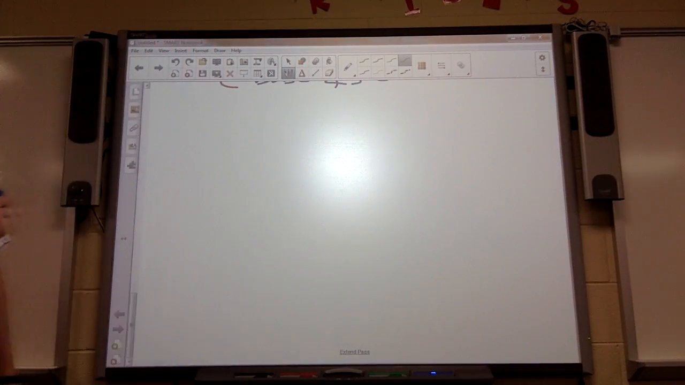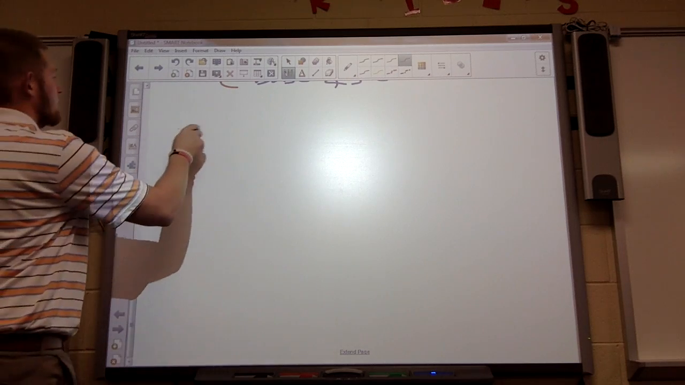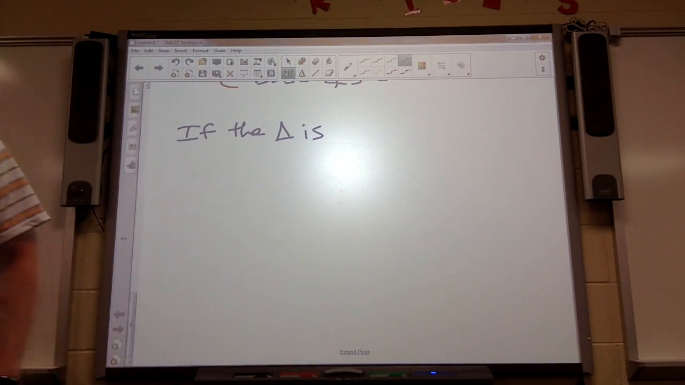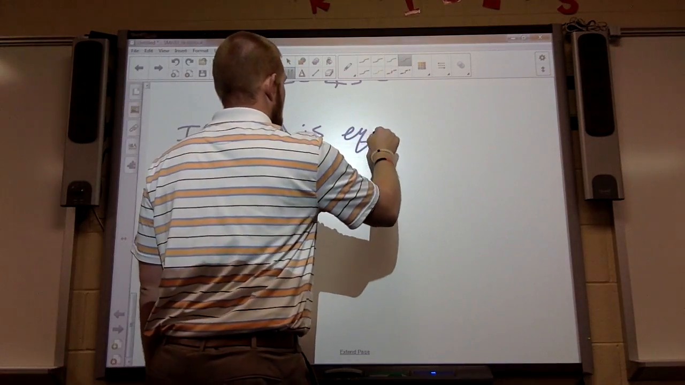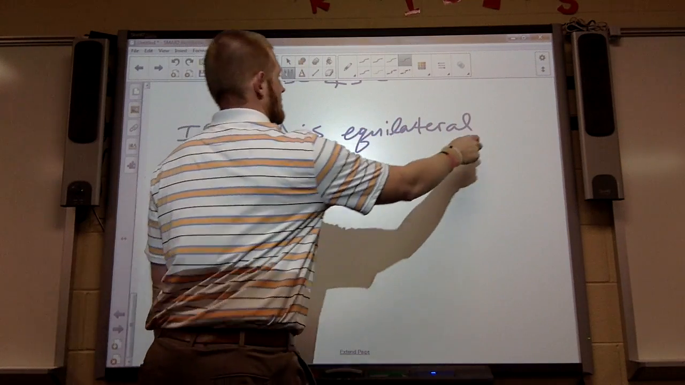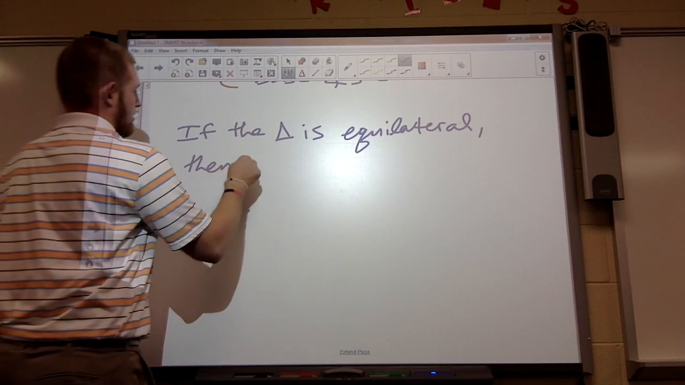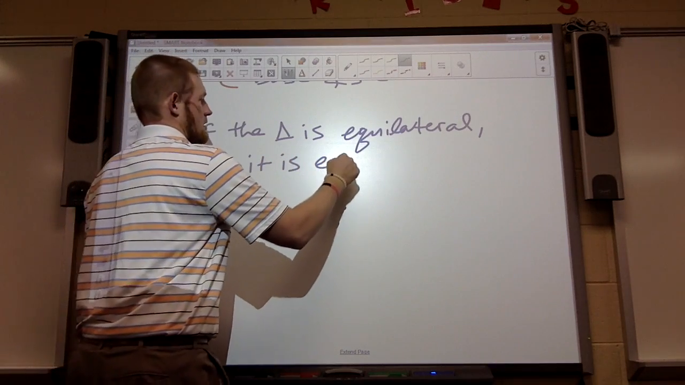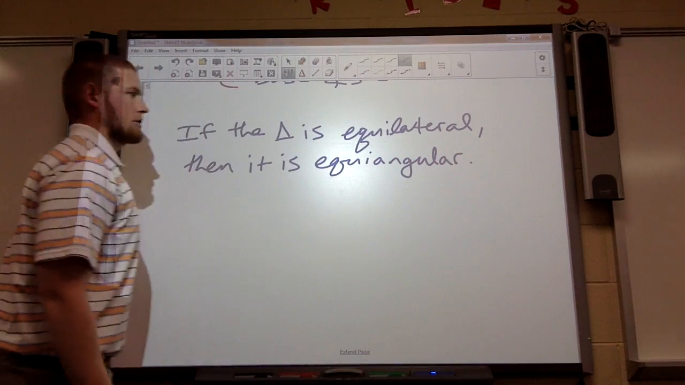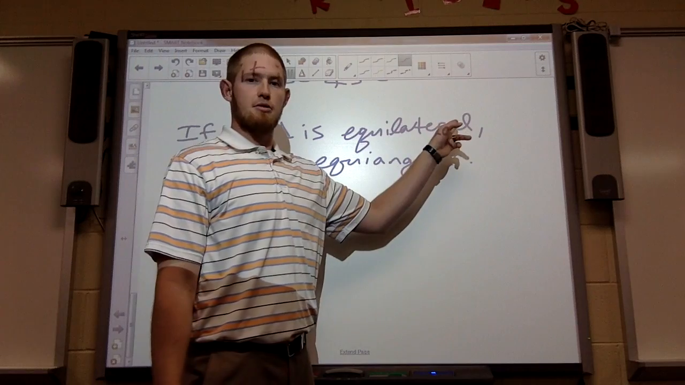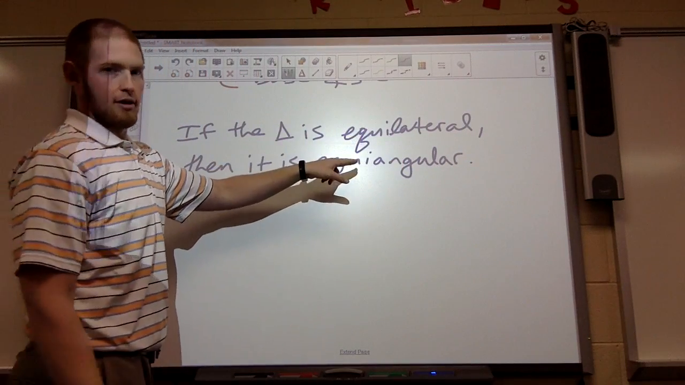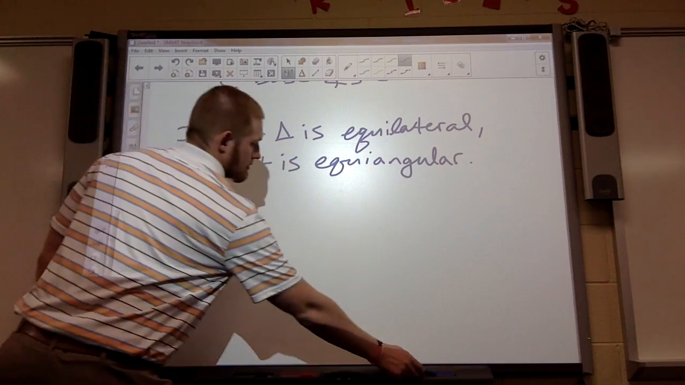Okay, if the triangle is equilateral, then it is equiangular. Remember, equilateral means the sides are the same length. Equiangular means the angles are the same length. So if all the sides are the same, then all the angles have to be the same. Okay, that's one of them.